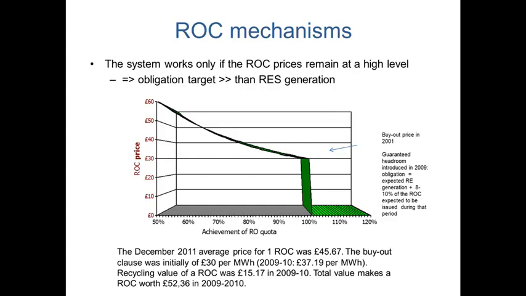In December 2001, the average price of a ROC was £45. The buyout clause, which was, as we've seen, £30 per megawatt hour, increased to £37 per megawatt hour in 2010. And the recycling value of a ROC was £15 in 2010. So the total value of a ROC is worth directly £52, which is the average price of a ROC plus its recycling value.